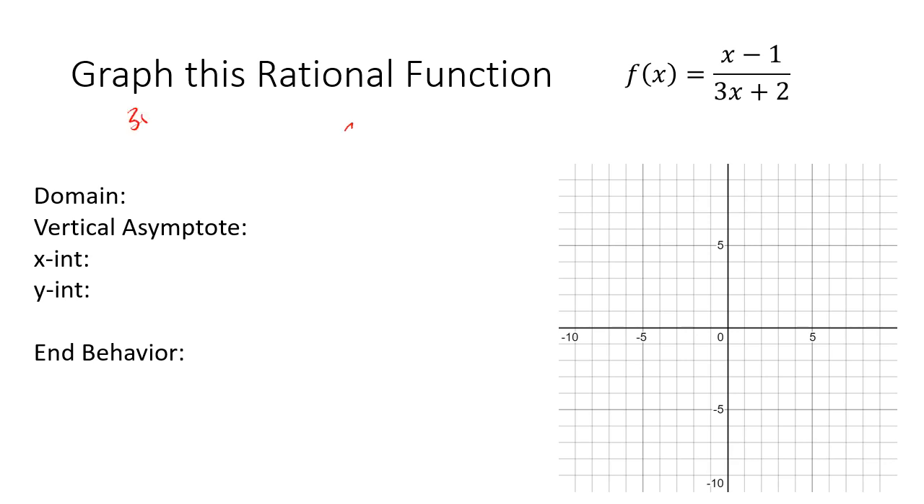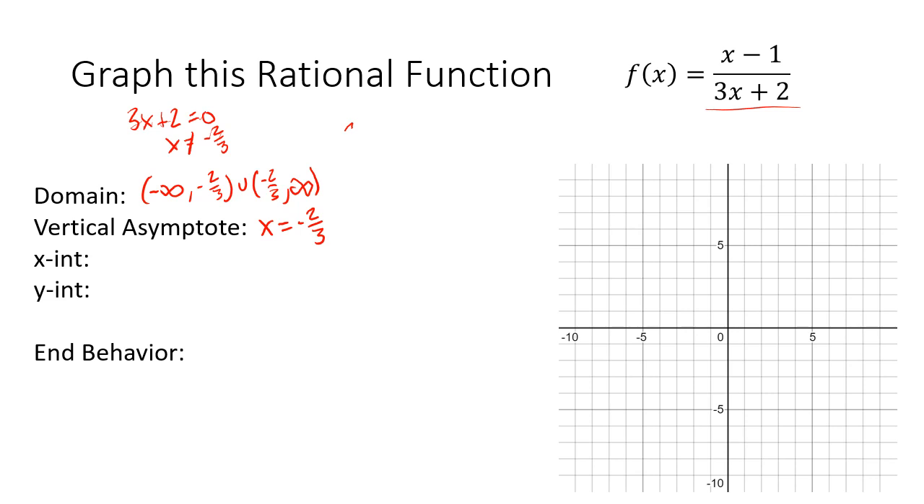There's going to be a domain restriction when 3x plus 2 equals 0. That's when we would be dividing by 0. So that means that x cannot equal negative 2/3. And because nothing canceled out here, that corresponds to a vertical asymptote. If we want to write the domain, it'd be negative infinity to negative 2/3 union negative 2/3 to infinity. There's a vertical asymptote at the line x equals negative 2/3 because that's excluded from the domain.